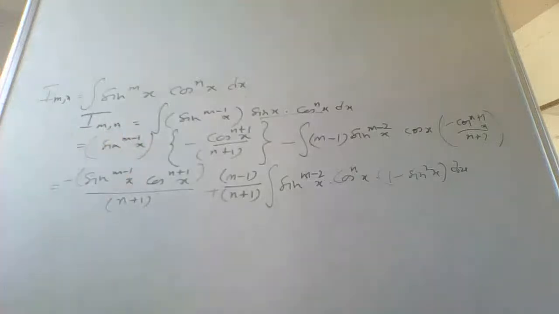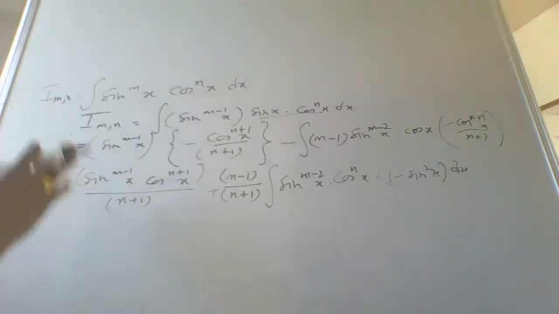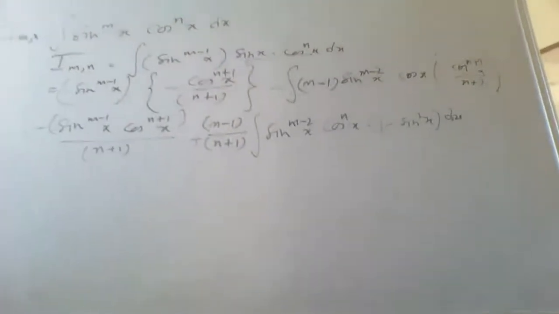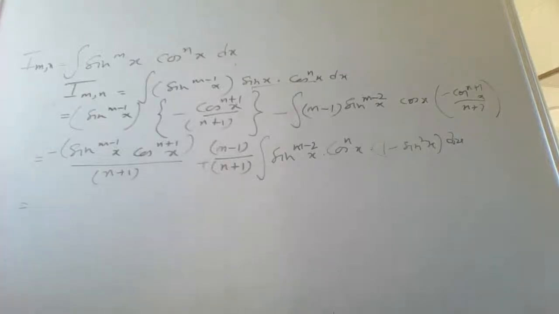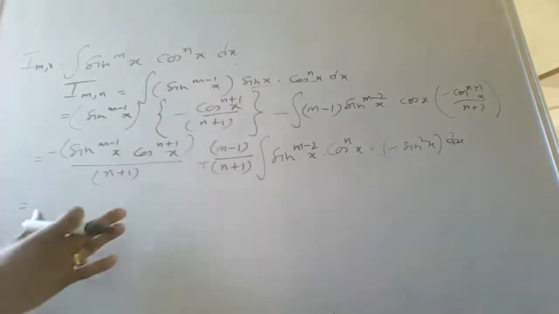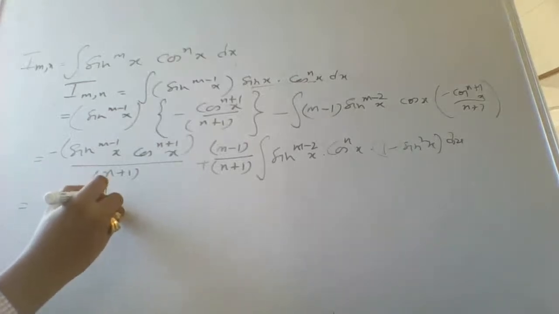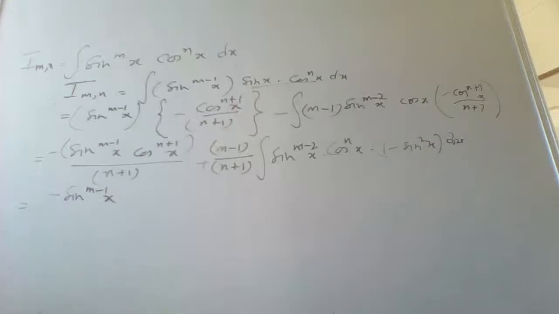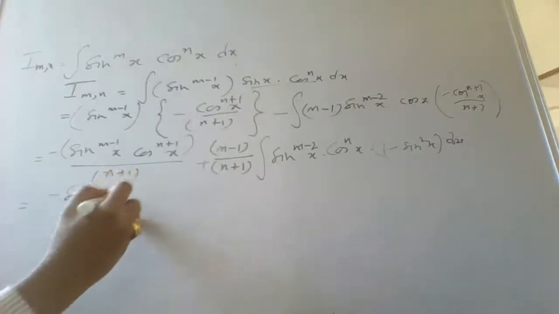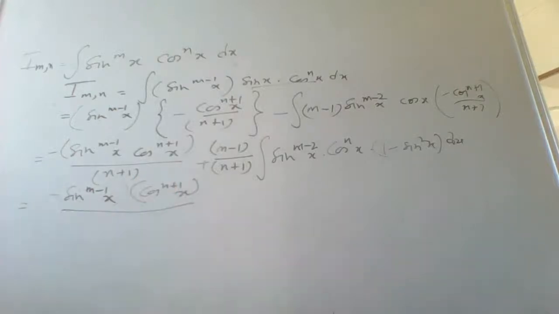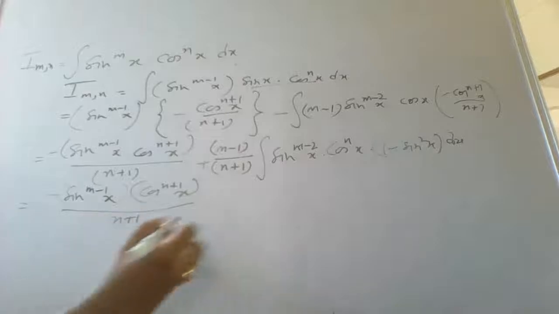There are other methods to solve this. This is one of a kind. Further, if I try to simplify it, this can't be done further. So I get minus sine to the power of m minus 1 into x and cos to the power of n plus 1 into x, divided by n plus 1.